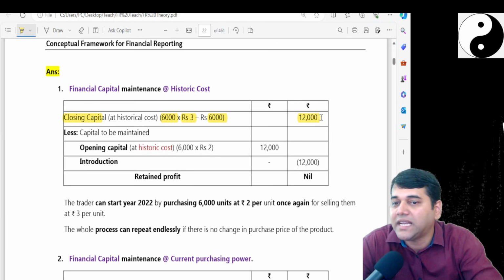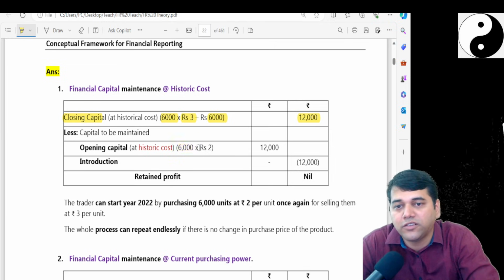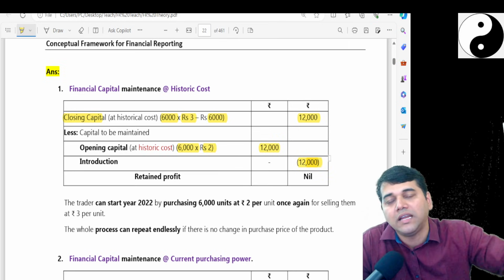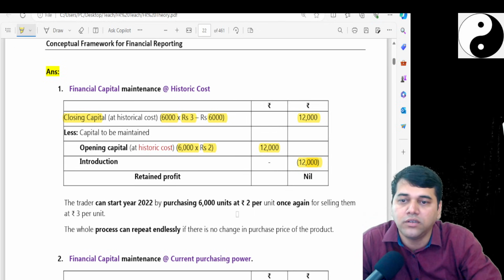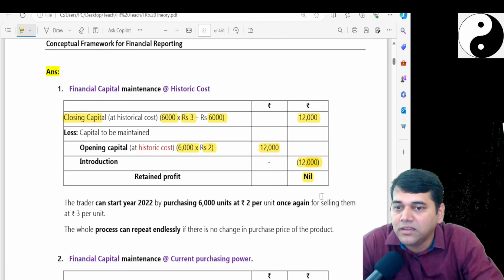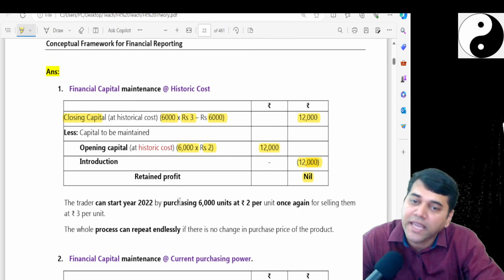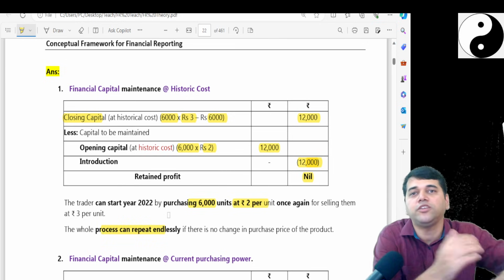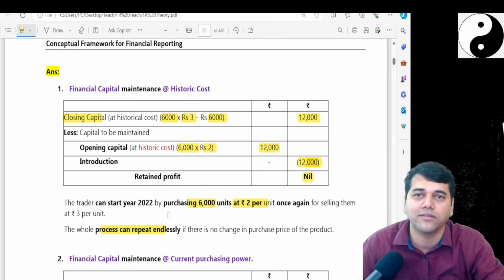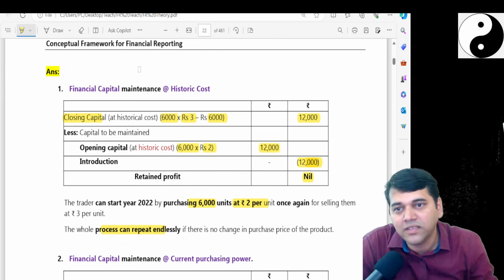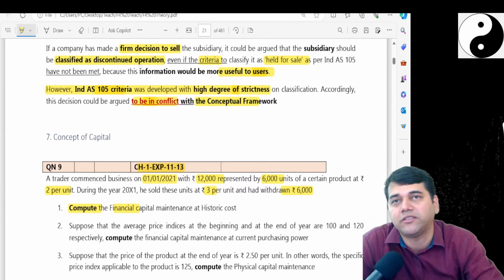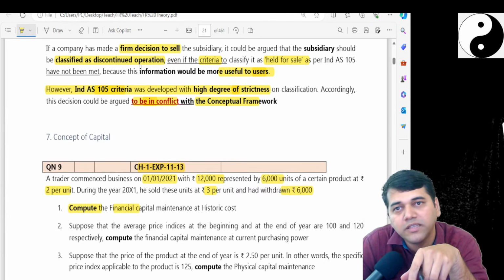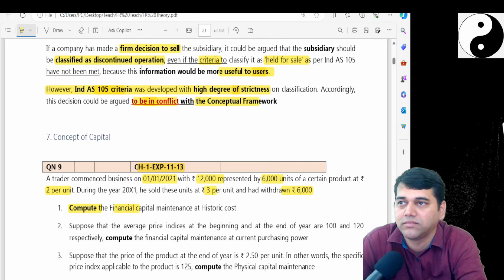What was your opening capital? 6,000 units at 2, that is 12,000. So you introduced 12,000. At the end of the year also you have got 12,000. So your retained profit is nil. So next year again you buy 6,000 units at 2 rupees, and this process will continuously go on. This is the concept of financial capital maintenance. So somebody looking at the P&L account understands that whatever profits were earned by this person, he has consumed it.